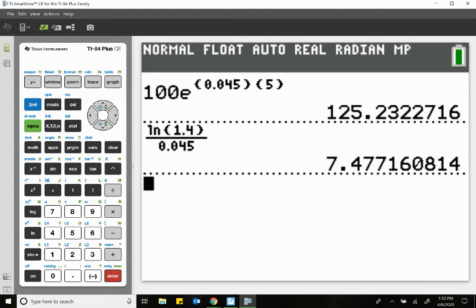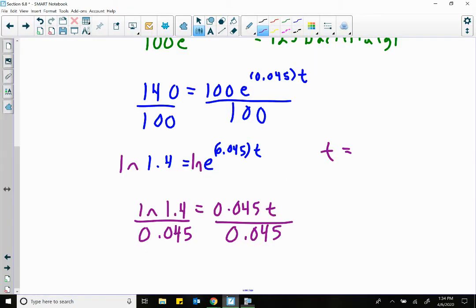Enter. And since we're talking about days, they'll probably have you round to the nearest whole, okay? So they probably would say about 7 days. Although me, when I look at this, we want 140 grams. So technically it takes about 7.5 days. Maybe they might want you to round to the nearest 10th. But if we're rounding to the nearest whole, it'd be about 7 days is what it's going to take.